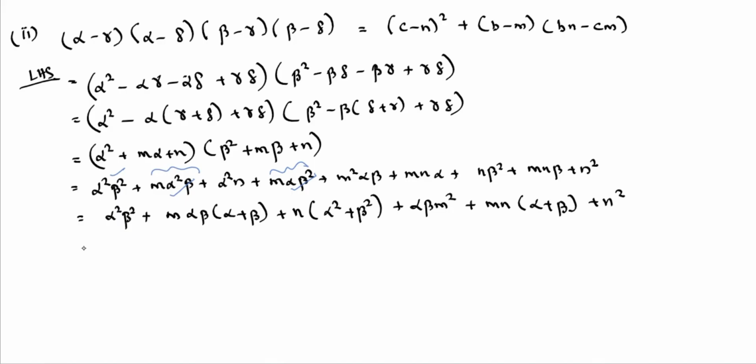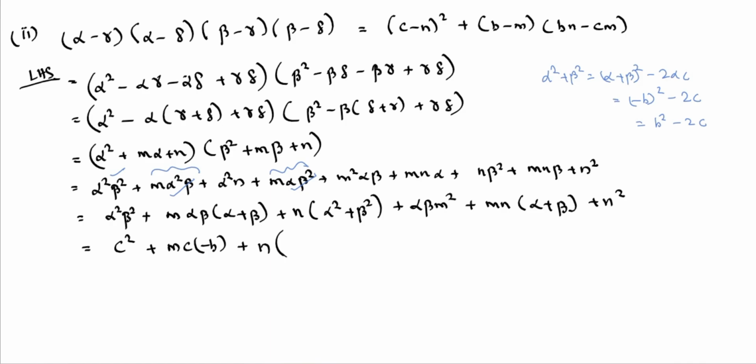Okay. Now, you can simplify this. Alpha squared beta squared is alpha beta squared, which is C squared. This is MC, alpha beta is minus B, plus N. Now, alpha squared plus beta squared, you can deduce it. Alpha squared plus beta squared is alpha plus beta squared minus 2 alpha beta. That is minus B squared minus 2C. B squared minus 2C.